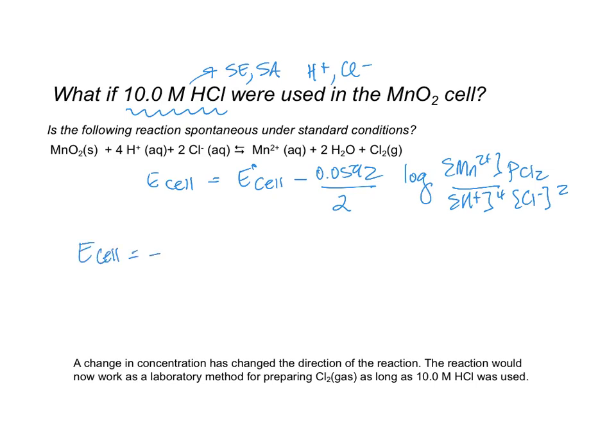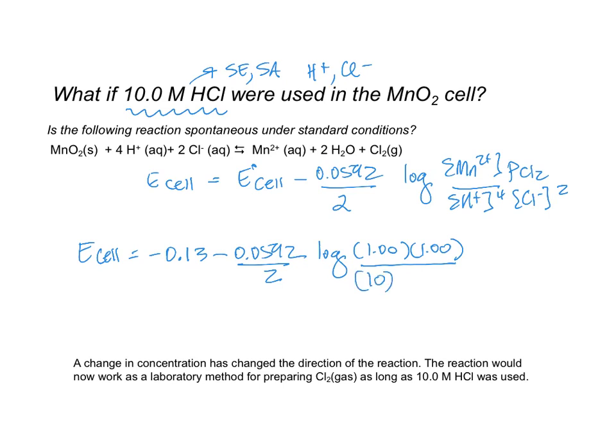E of the cell will be equal to minus 0.13 minus 0.0592 over 2. It was a 2-electron process. Then we will have the log of 1.00 molar, 1.00 atm, divided by 10 to the fourth and 10 squared. Now, when I put these values in, remember this is reference to 1 molar, this is reference to 1 atmosphere. So you actually can mix molarity and pressure measurements.